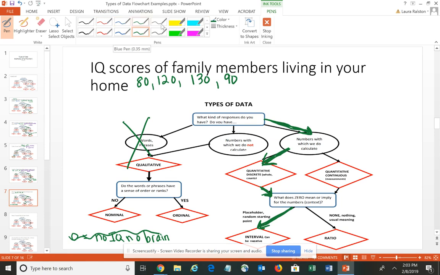So we've decided that IQ scores are quantitative, they're numbers. Contextually, looking at the context, they're discrete because we have whole numbers. It's at the interval level because the zero is simply a random starting point.